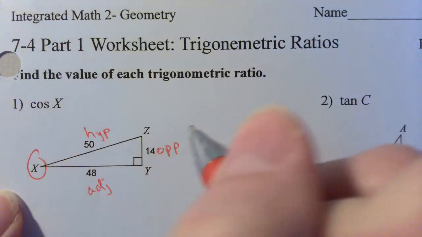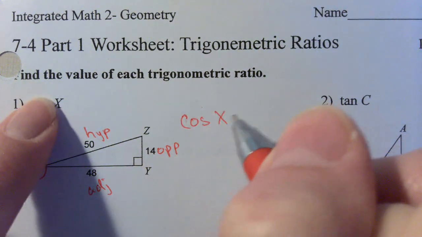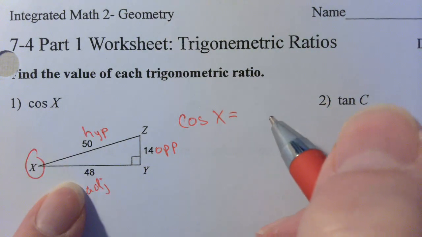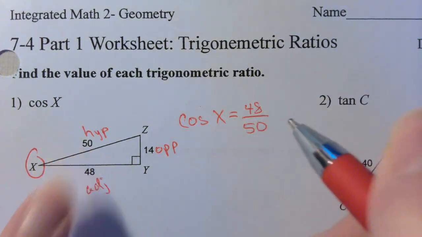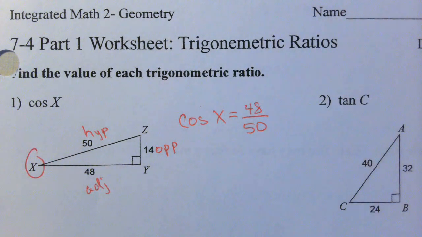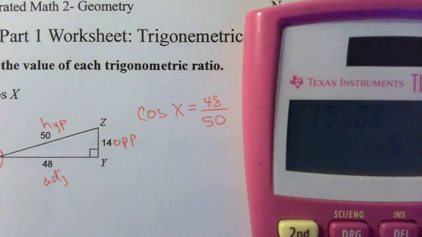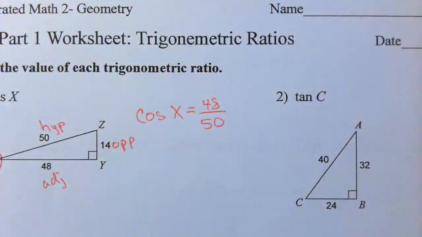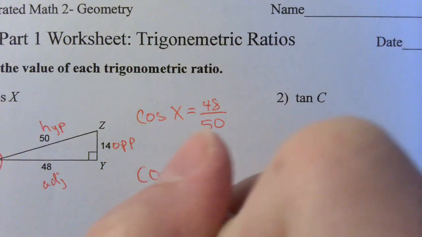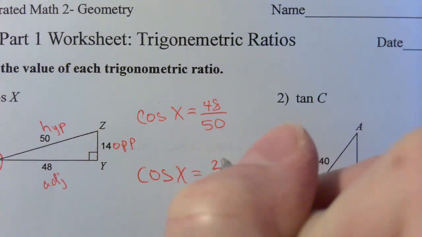So to find the cosine of x, which I guess I could just write there, it is the adjacent, 48, over the hypotenuse, 50. Now don't leave me that answer. Go ahead and reduce it. They definitely both divide by 2. Let's see if we can go further. Nope, just 2. 24 over 25. So cosine x equals 24 over 25.